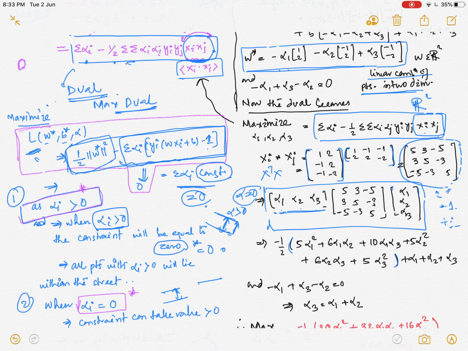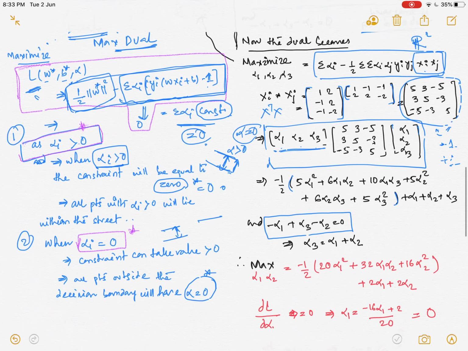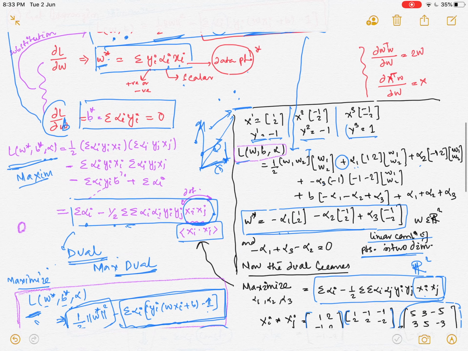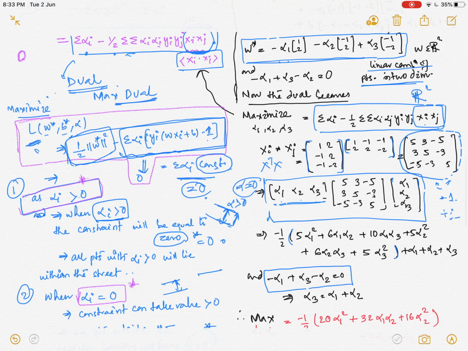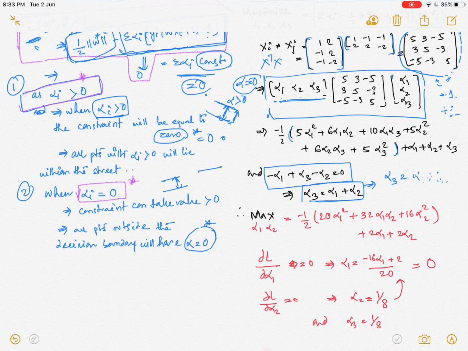So we will have the value minus 1 by 2, 5 alpha 1 square plus 6 alpha 1 alpha 2 and so on. At the same time we also know that minus alpha 1 plus alpha 3 minus alpha 2 equal to 0 from the constraint, sigma alpha i yi equal to 0. This is the constraint we have. From this constraint we can say that alpha 3 must be equal to alpha 1 plus alpha 2. Over here it is written. Now we substitute the value of alpha 3, so our maximization is reduced to maximizing over alpha 1 and alpha 2 because alpha 3 is substituted.